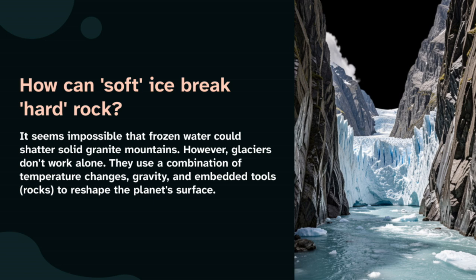Plucking pulls rock away. Abrasion uses pieces of rock as tools to scrape and grind the landscape. Meltwater helps the glacier slide and can erode channels below the ice. So, the power of a glacier does not come from ice alone. It comes from ice, rock, water, pressure, and time working together.